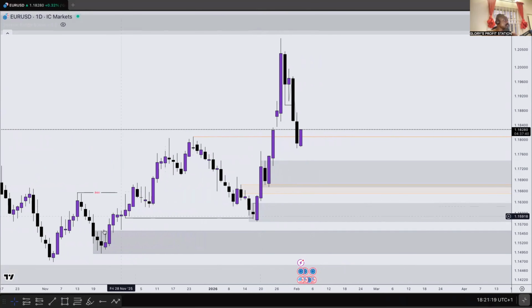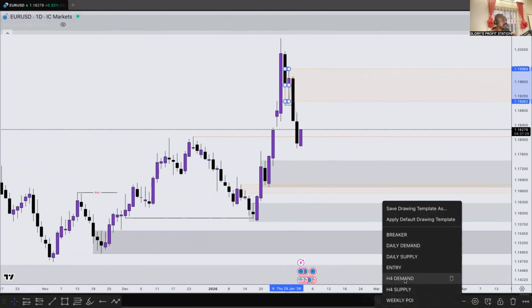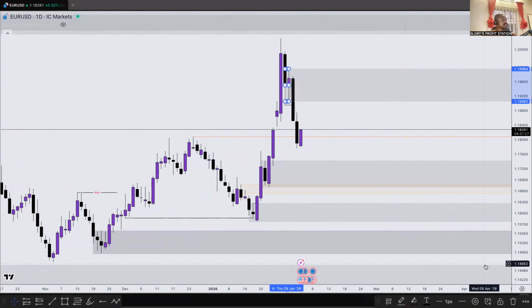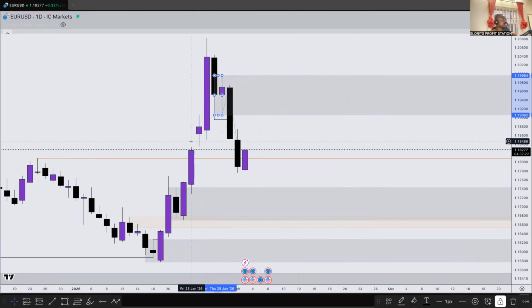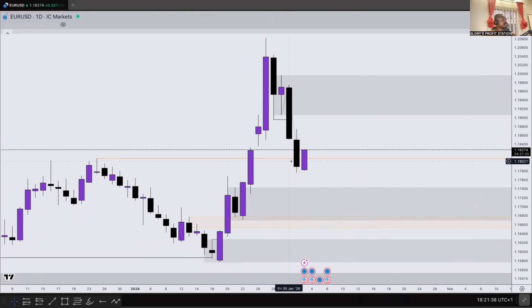Now, what I'm seeing on Euro USD is this massive daily order block. You guys know we have NFP coming later in the week. So the market is basically reacting from this breaker level, right? But on the daily, I can see we have this massive push to the downside.